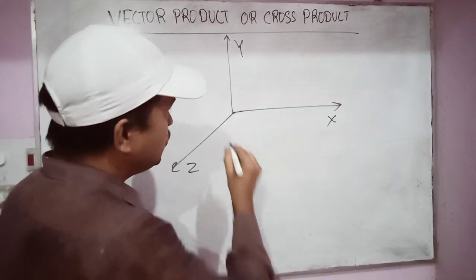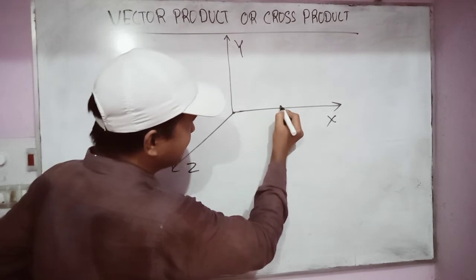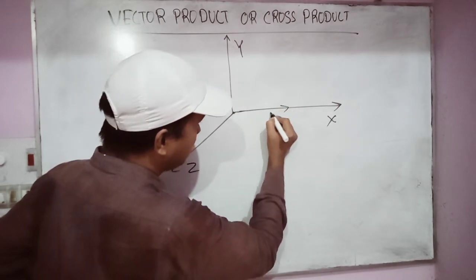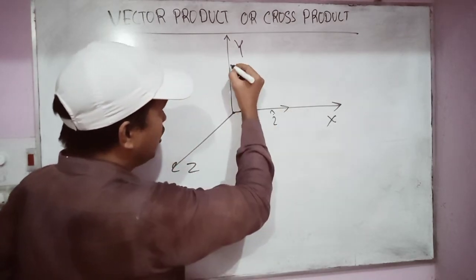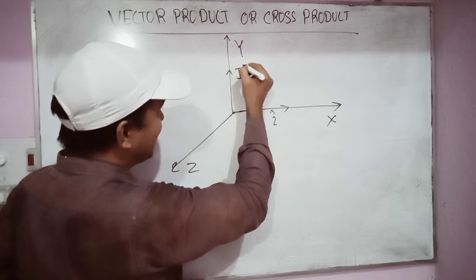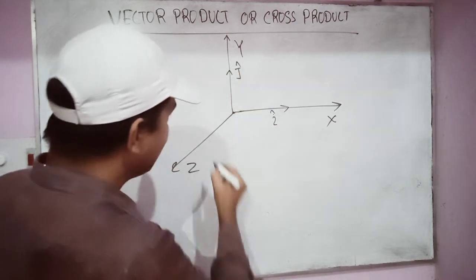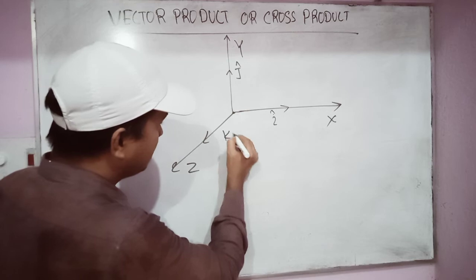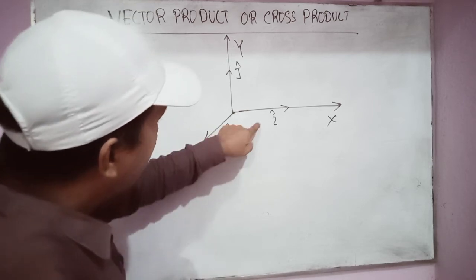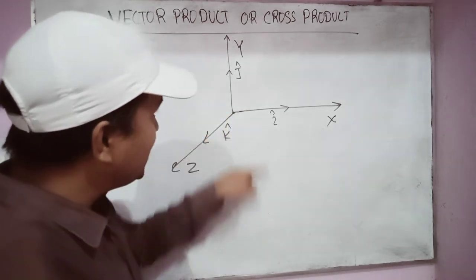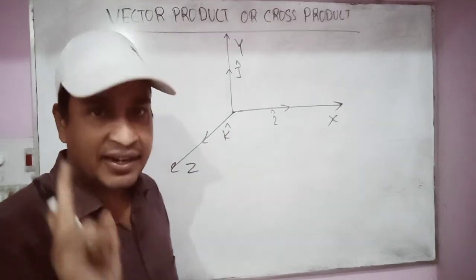So the unit vector along the x axis is denoted by i cap. Unit vector along the y axis is denoted by j cap, and unit vector along the z axis is denoted by k cap. And the mutual angle between these unit vectors is 90 degrees.